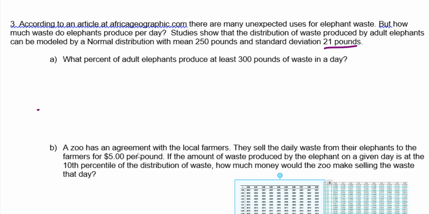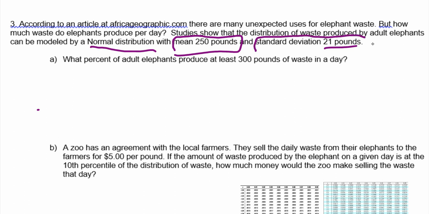What we have here is another example. And according to the article in African Geographic, there are many unexpected uses for elephant waste, but how much waste does an elephant produce per day? So they show that the distribution of waste produced by elephants can be modeled by a normal distribution. So that's important. All right, a normal distribution with a mean of 250 pounds and a standard deviation of 21 pounds.